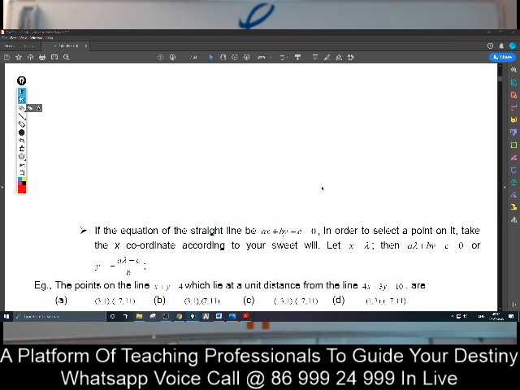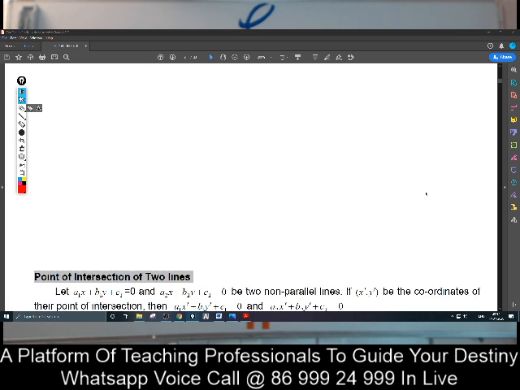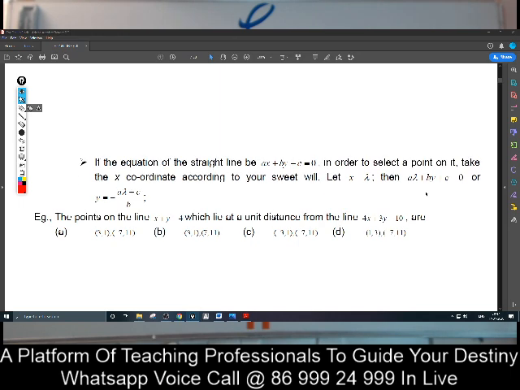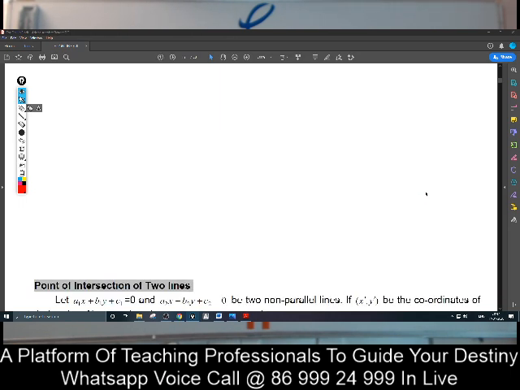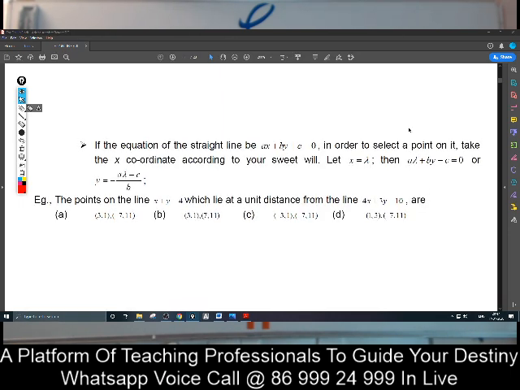Next is a concept I have taken, a concept that is generally confused by the students. If the equation of a straight line is ax plus by plus c equal to 0, in order to select a point on it, take the x coordinate according to your sweet will.